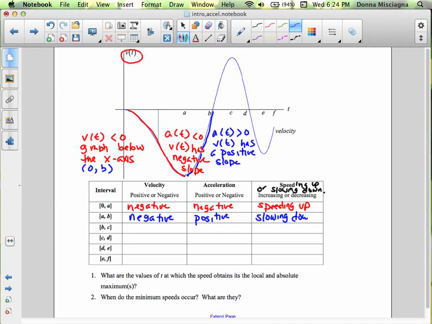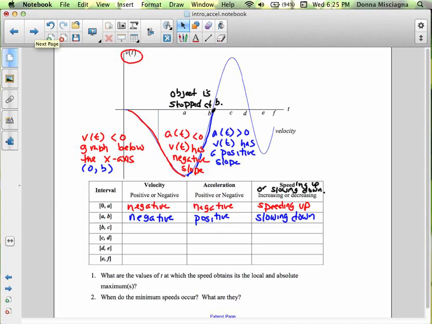And that makes sense because of what's going to happen right here at B. The object is stopped at B. We have an x-intercept on the velocity curve. Our object is stopped. And we can even put v of t equals 0. That's how we know that.